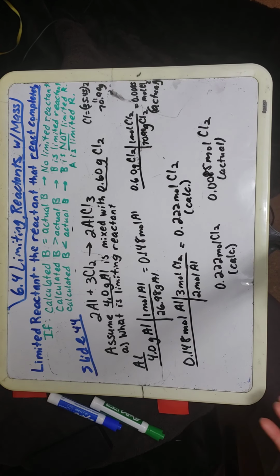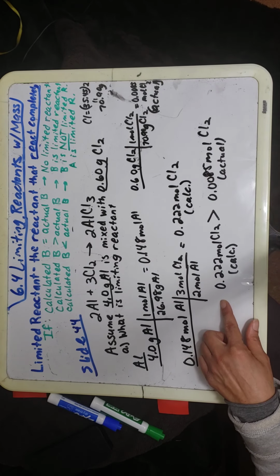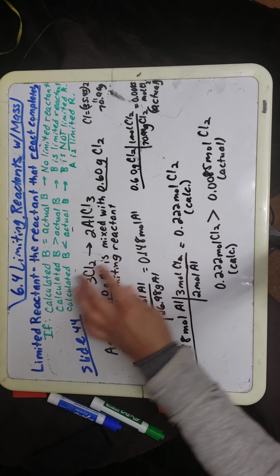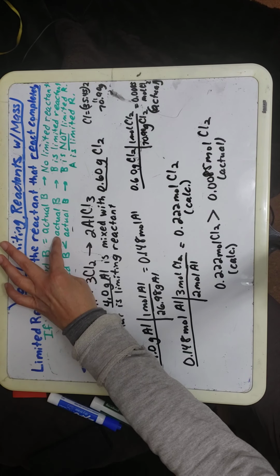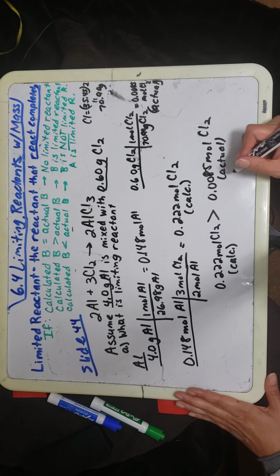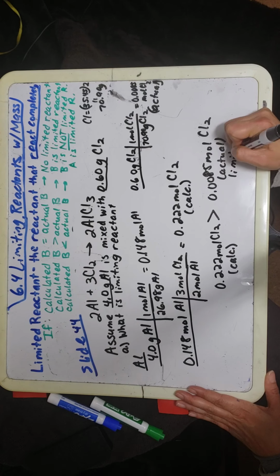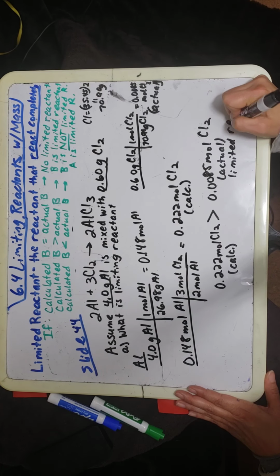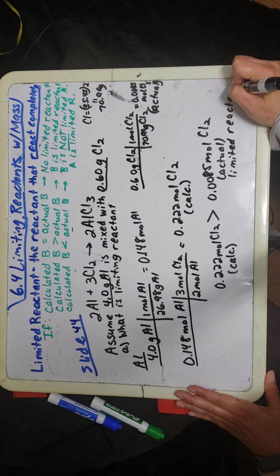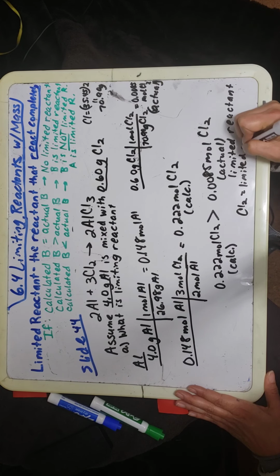Okay, so when you look at that, you will see that your calculated is greater than your actual. So when you look up here, if your calculated is greater than your actual, the actual is the limited reagent. So Cl2 is your limited reactant. I keep saying reagent. I'm sorry, guys. Okay, Cl2 is the limited reactant.